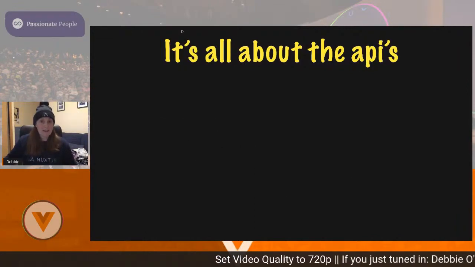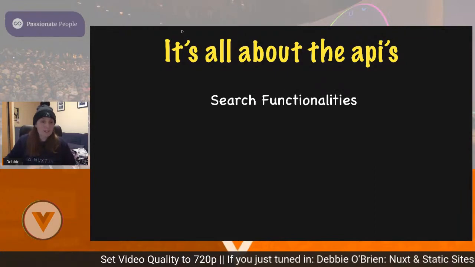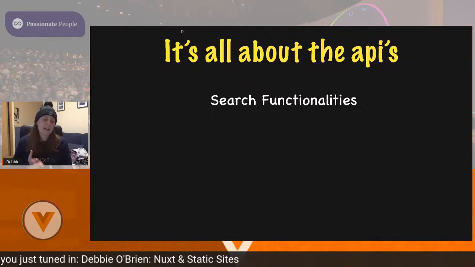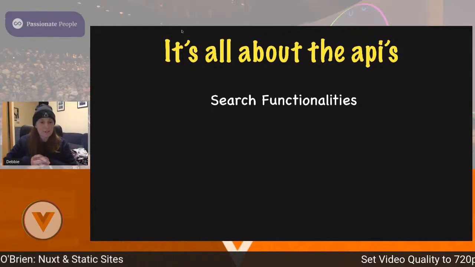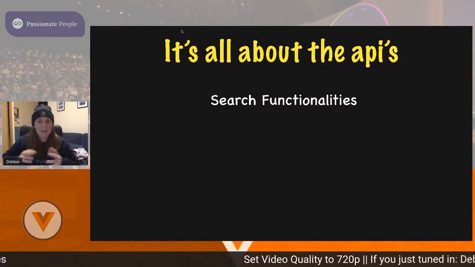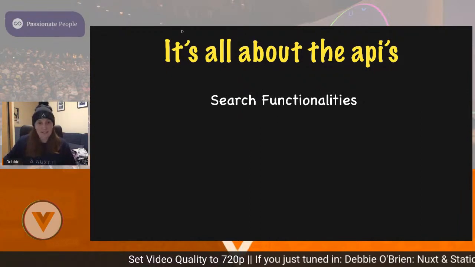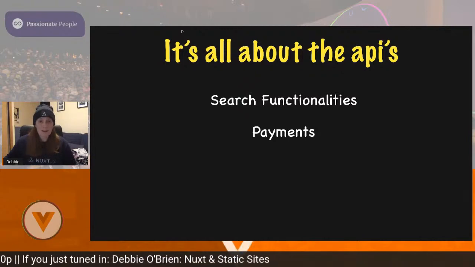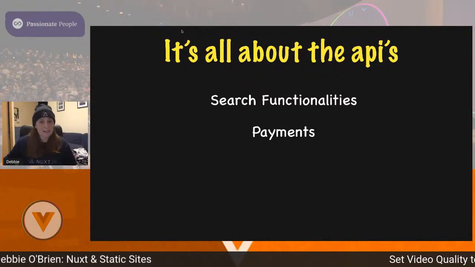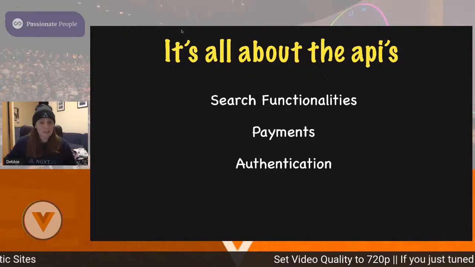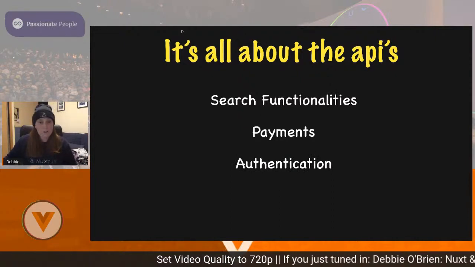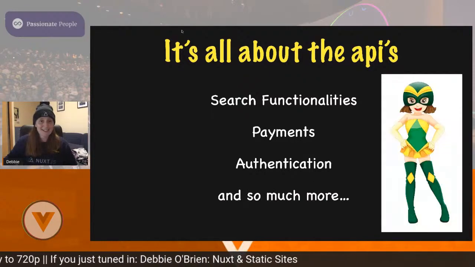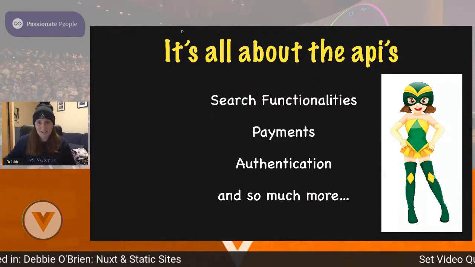So it's really all about the APIs. You've got search functionality, for example. There's a lot of really, really cool APIs out there. I'm sure you're using many of them. For example, you've got Algolia for search functionality, and it's just leveraging those APIs. Payments, for example, Stripe. It just makes things a lot easier, and you're able to use all these cool things, authentication as well, with OAuth or Auth0, and basically just so much more. It's like APIs are our superpowers, right?